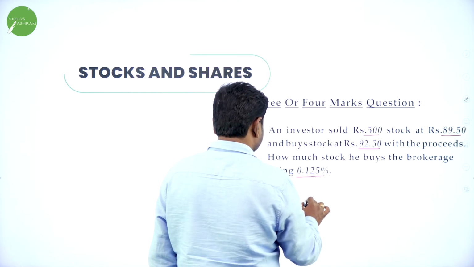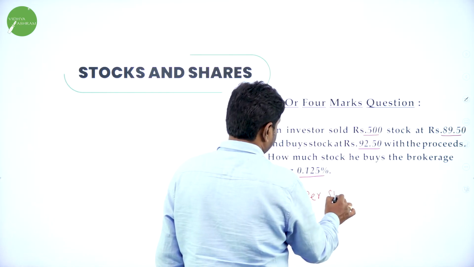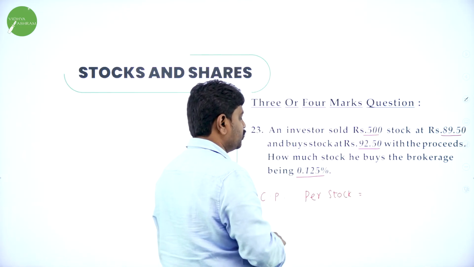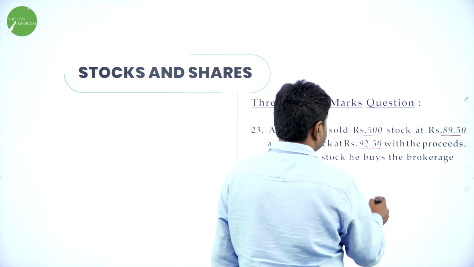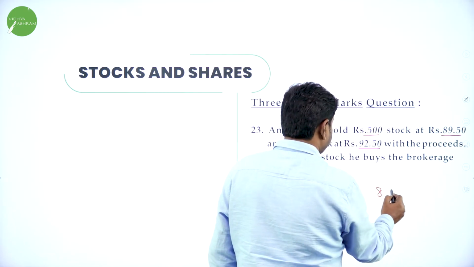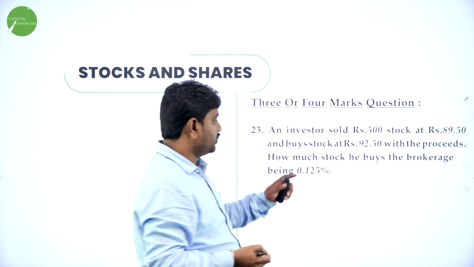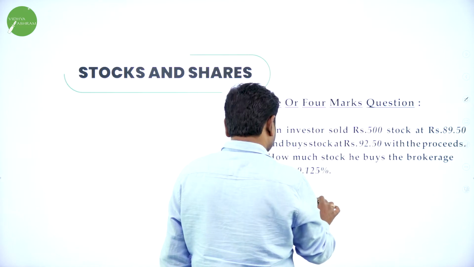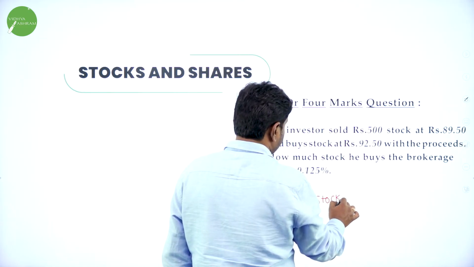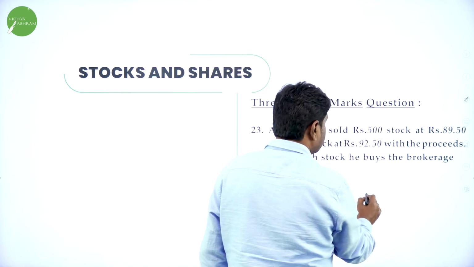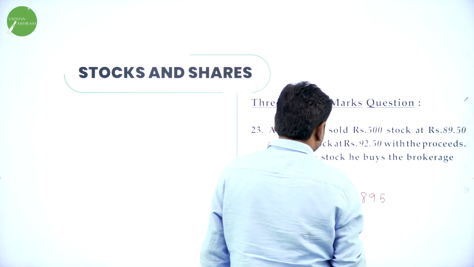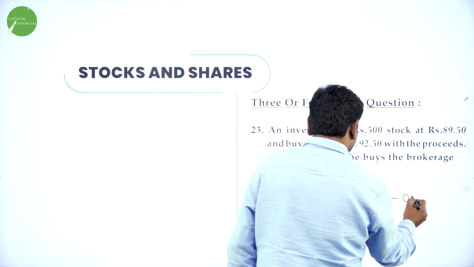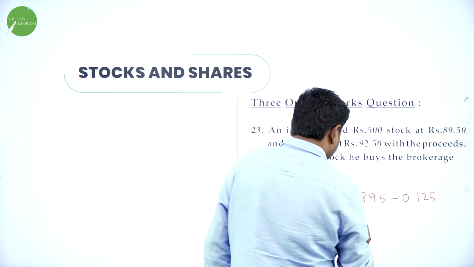Cost price per share, CP, cost price per stock, is 100 rupees worth stock. At what rate he'll take, we'll calculate. So he is taking at 89.50. Dear students, first he is selling. So therefore selling price of stock, 100 rupees worth stock is selling at what? 89.50. But when he is selling, the brokerage will be deducted. So remove the brokerage, 0.125 I should remove. Then you'll get the amount.